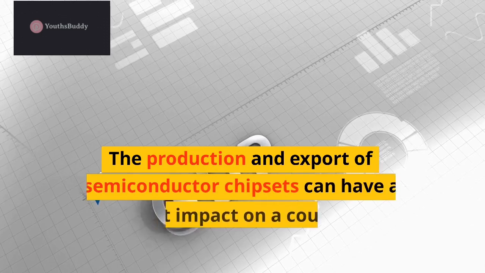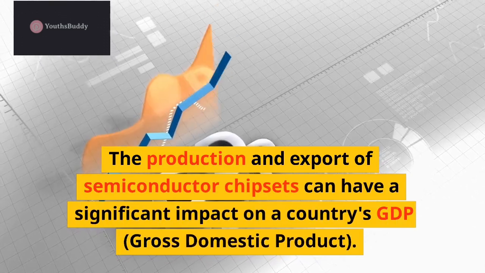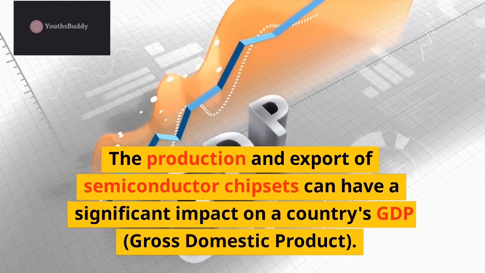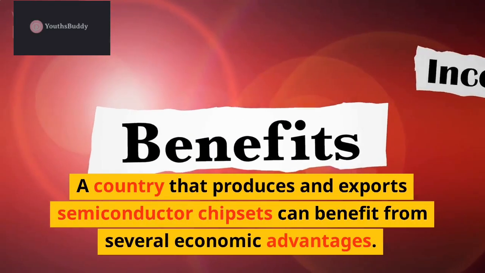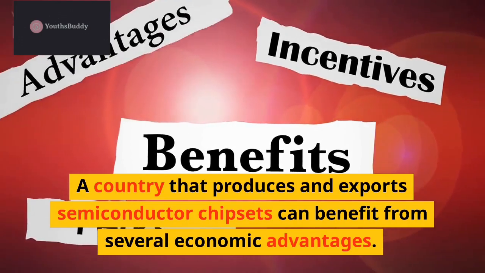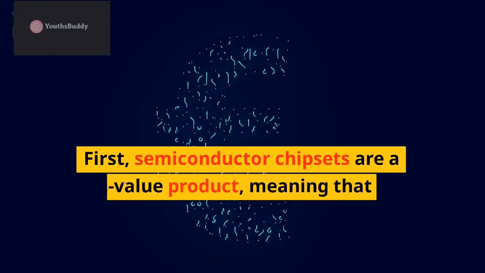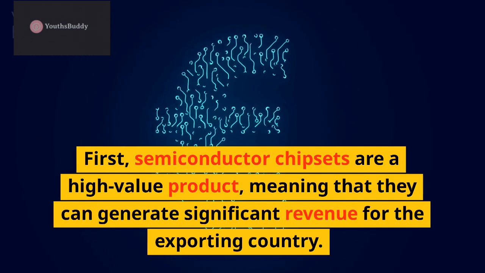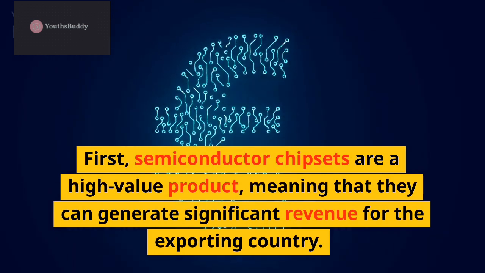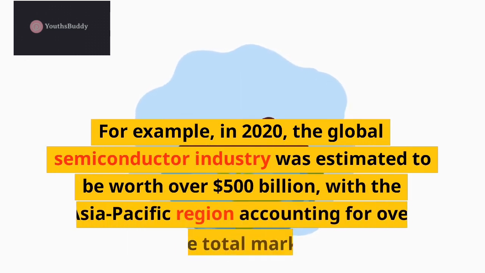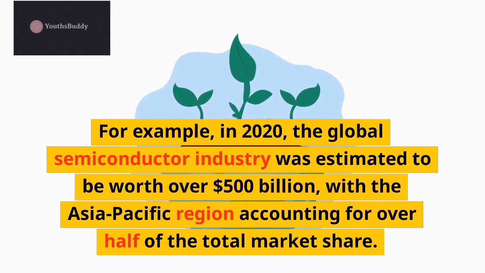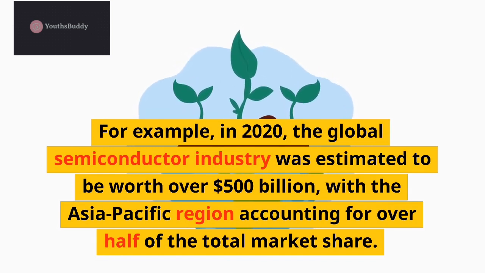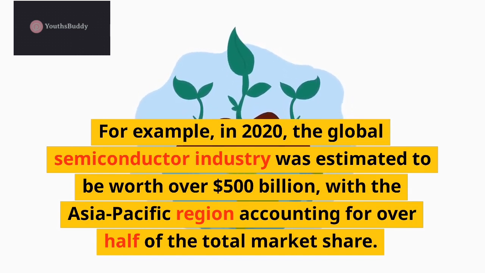The production and export of semiconductor chipsets can have a significant impact on a country's GDP, gross domestic product. A country that produces and exports semiconductor chipsets can benefit from several economic advantages. First, semiconductor chipsets are a high-value product, meaning that they can generate significant revenue for the exporting country. For example, in 2020, the global semiconductor industry was estimated to be worth over $500 billion, with the Asia-Pacific region accounting for over half of the total market share.